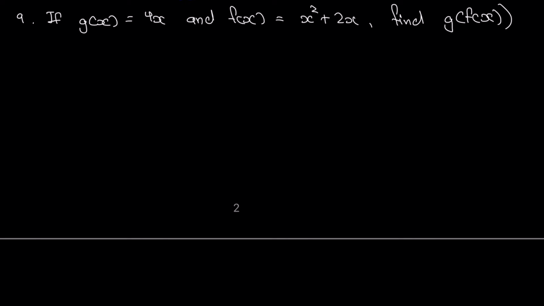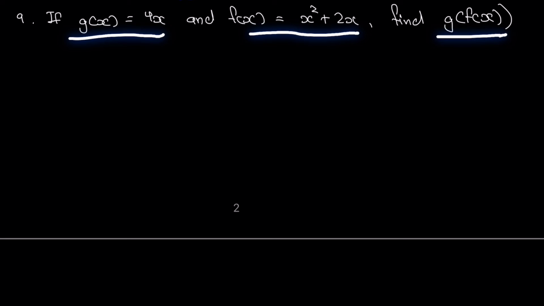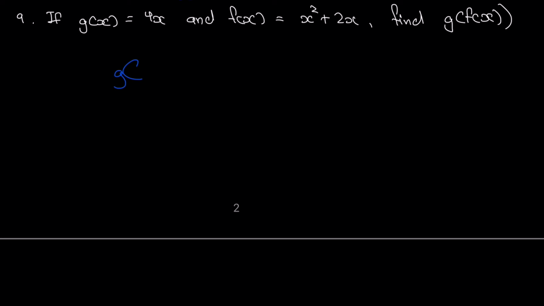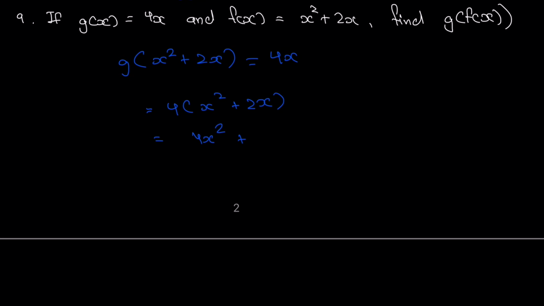Okay, question number 9. If g of x is equal to 4x and f of x is equal to x squared plus 2x, we want to find g of f of x. So remember, g on the outside, I'll just write this neater, and we put f of x into the g of x function, x squared plus 2x, and we equate it to the initial g of x function, so equals 4x. When we substitute this into the x value, this just equals 4 multiplied by x squared plus 2x, and this equals 4x squared plus 8x, and that's your answer right there.